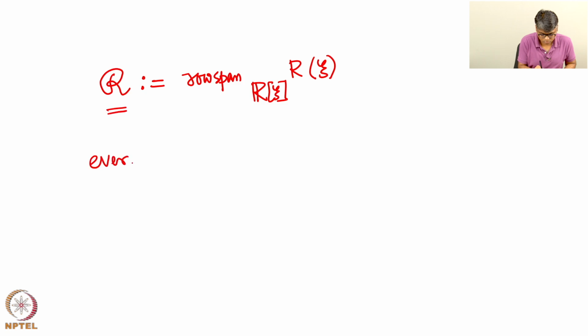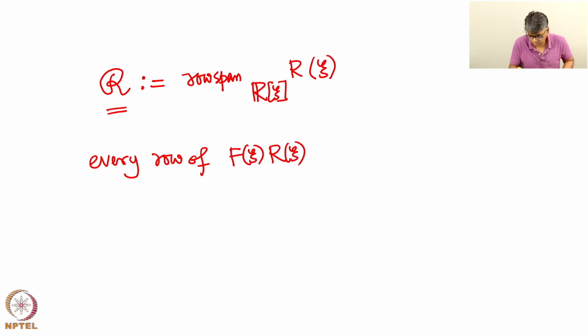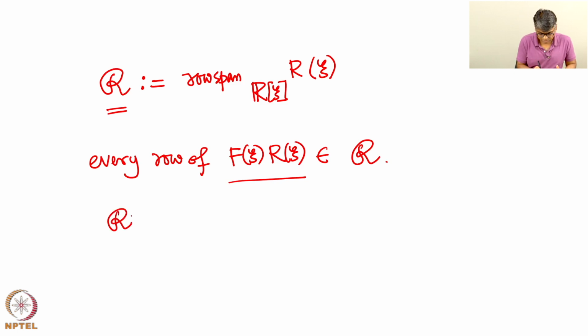So that means every row of F(xi) R(xi) belongs to this module R. Because of this, it also follows that if I define the row span of R prime, so this is my R prime, right? Every row of R prime is in the row span of R, so it's in R.